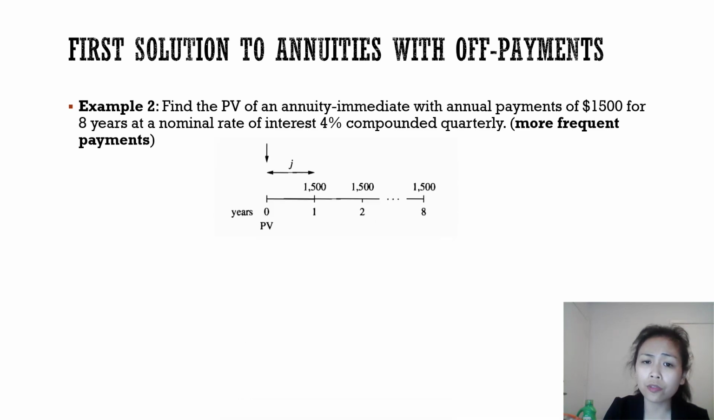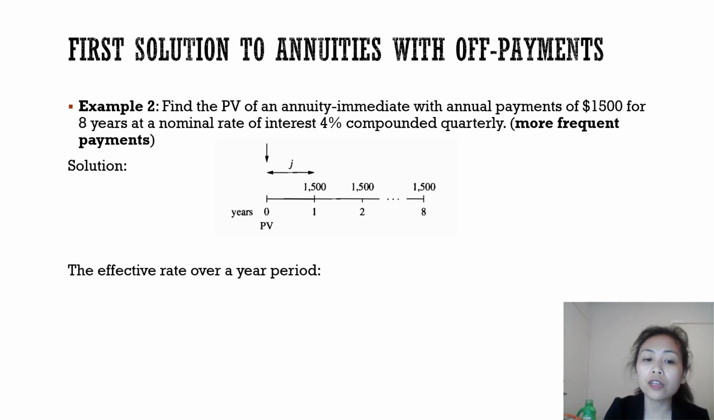So similar to the first problem, we also make the time diagram. So here's a time diagram. At time 1, that means 1 year later, we make 1,500. Then 1 year later we have 1,500, and continue and so on. And the interest over 1 year is J. J is not given. We have to calculate J. So from 4% we are going to find J.